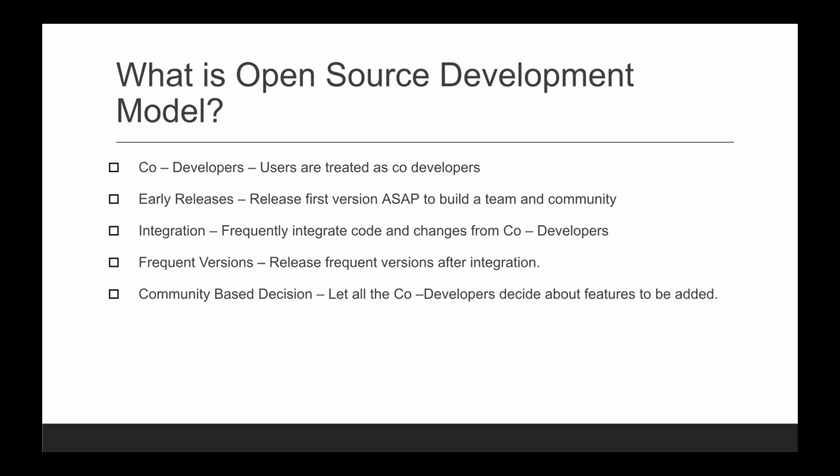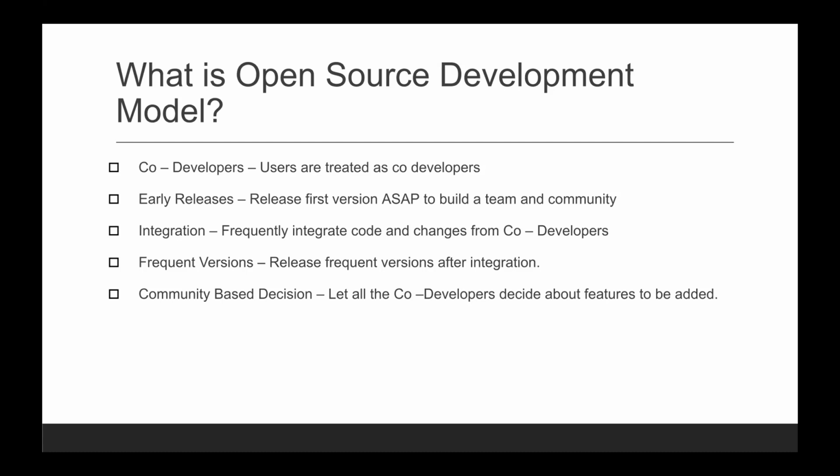Then integration: frequently integrate code and changes from the core developers. So as I mentioned, let's say I am an open source contributor and I'm maintaining a GitHub repository. Now there are lots of developers in the community who are using my GitHub repository, and some of them may find a bug, or some of them might have some suggestion for changes, so they can fork my code, make the changes and raise a PR to me. So then it's up to me whether I want to integrate it or not. If I find it worth, then I will maintain and upgrade your PR and integrate it with the code, and then you become a co-developer, right? So this is the integration.